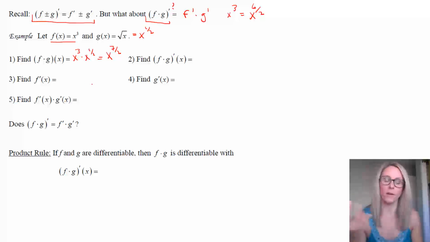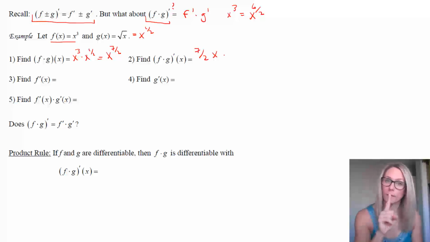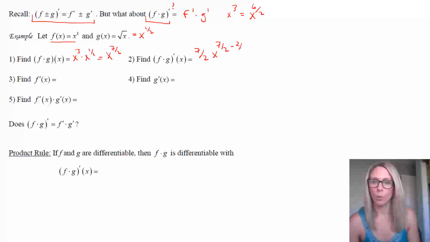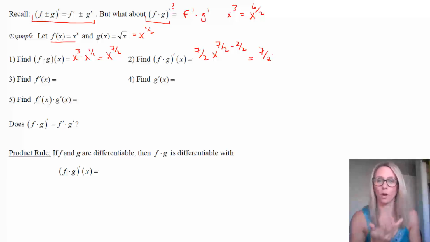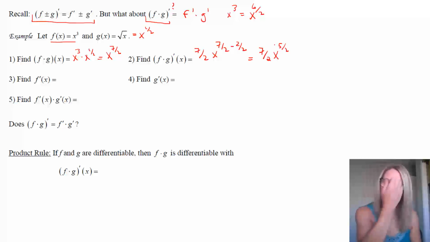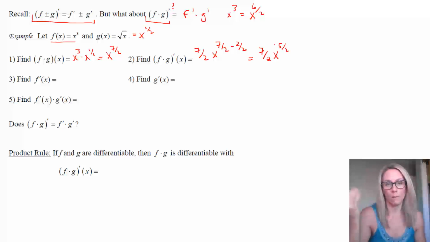Then let's find the derivative of that using the power rule. If you want to pause, you can try it. We have 7/2 x to the 7/2 minus 1, but subtracting 1 means subtracting 2 over 2, which is equivalent to 1 with the common denominator. So we get 7/2 x to the 5/2. That's the derivative of f times g of x.